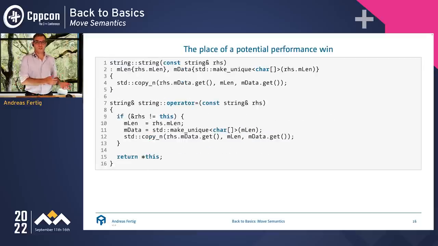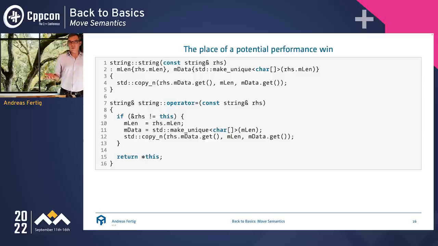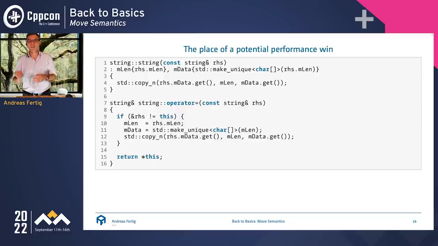So the first implementation here is the copy operations. You know that potentially you have done something like that in the past. As I said, I'm using the unique pointer here. So my copy constructor sets the length from the right-hand side string and it allocates it with make unique, a new unique pointer up to the length of our right-hand side string. And then in line number 4, I'm using std::copy to copy the data from the source to the destination. Nothing fancy. And the same is in the assignment operator. Here in line number 10 to 12, you can see I'm using the length from the right-hand side, of course.